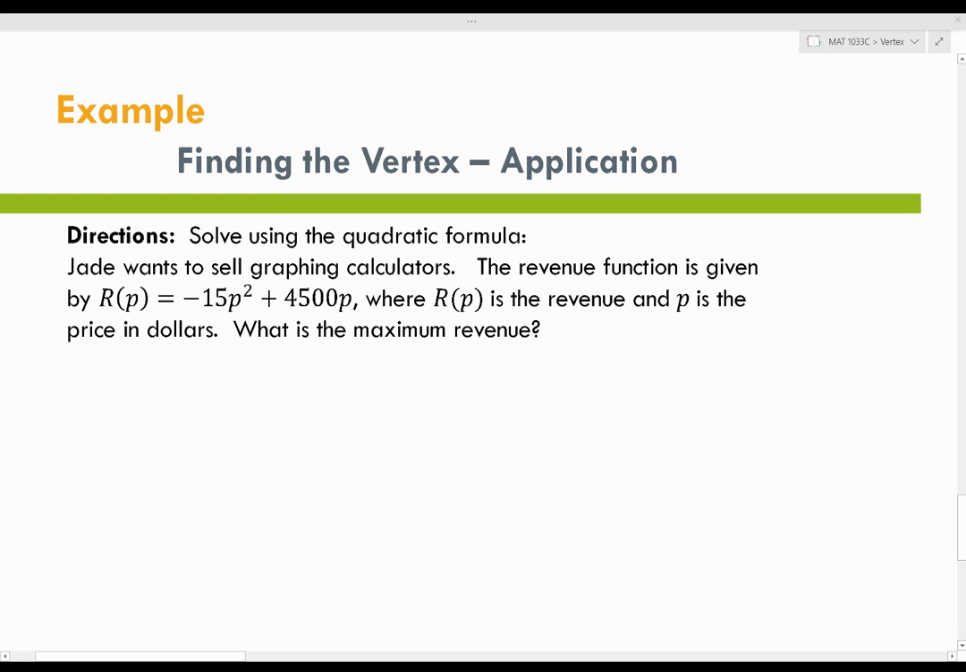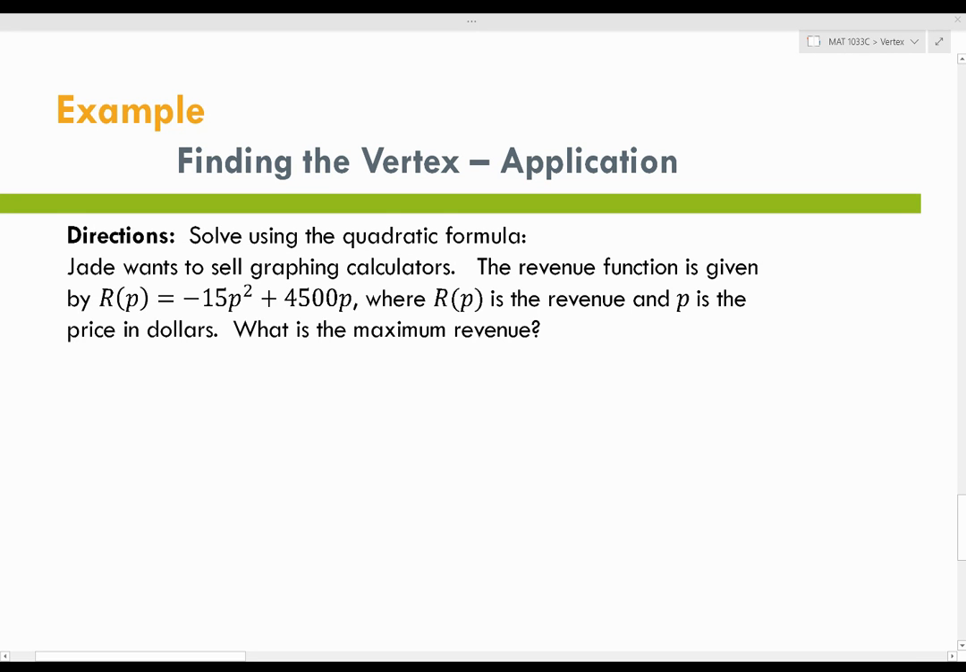All right, you guys, let's continue our discussion about finding the vertex, and let's take a look at this application problem. So the directions say, solve using the quadratic formula. Jade wants to sell graphing calculators. The revenue function is given by R of P equals negative 15P squared plus 4,500P, where R of P is the revenue and P is the price in dollars. What is the maximum revenue?